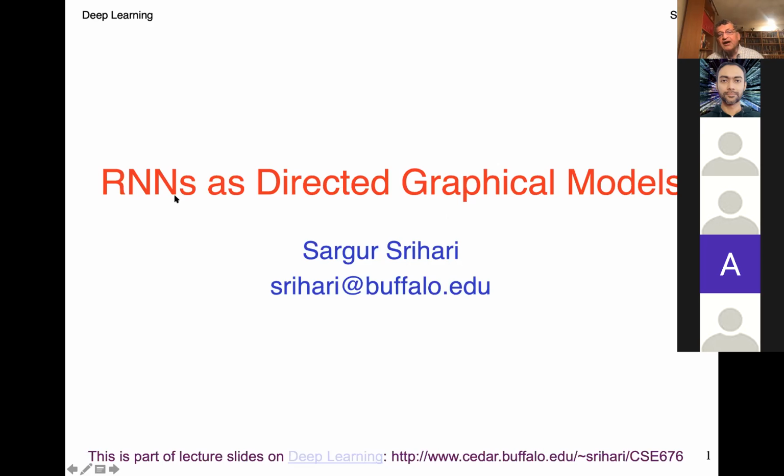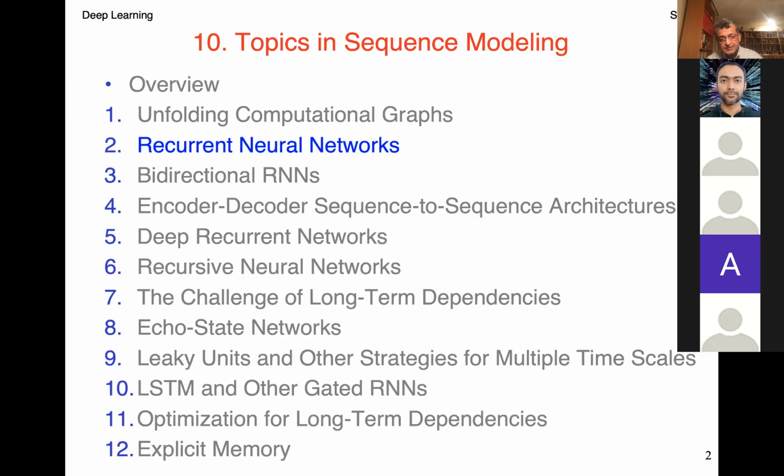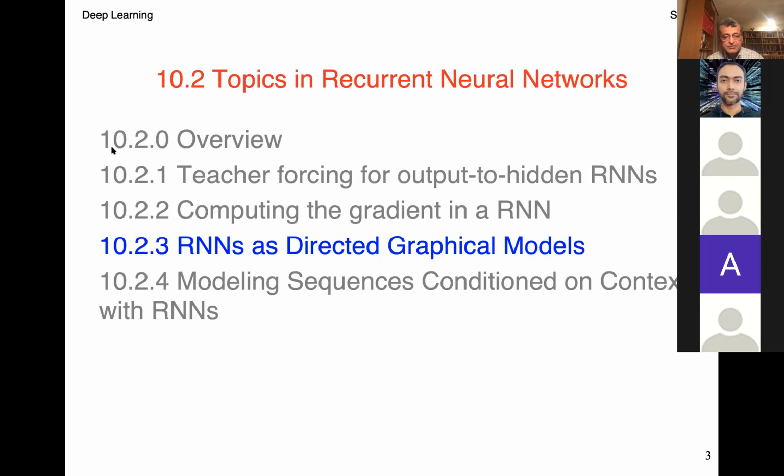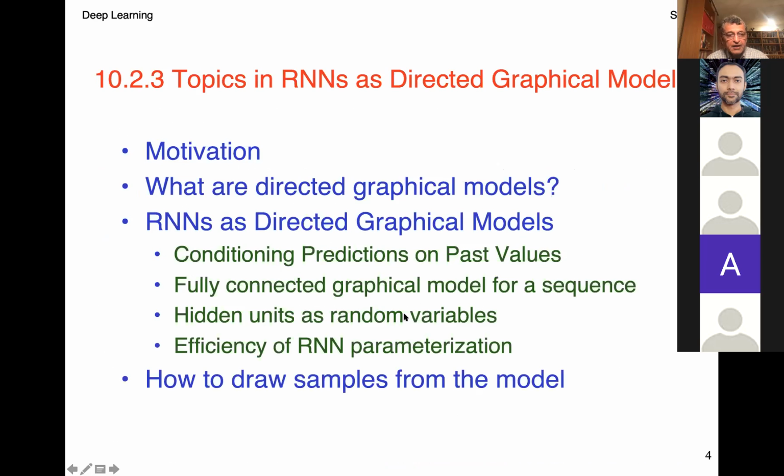So it's kind of intriguing to say RNNs as directed graphical models. If each of the nodes corresponds to a variable, can we talk about a probability for any given set of assignments to every value in the network? That is the intriguing part here. So we are on to 10.2.3, RNNs and directed graphical models. Okay, motivation for this topic. Why do we care about it? What are directed graphical models? That's a small tutorial on a topic of a whole course.